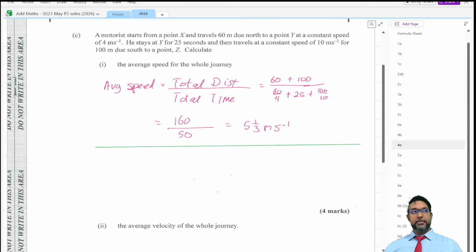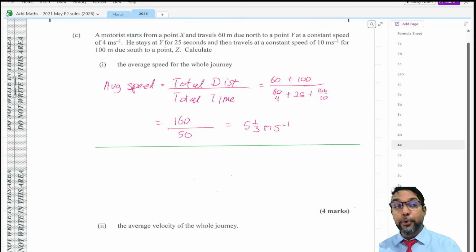Alright, so average velocity. Velocity and speed are not the same, right? Velocity is speed in a given direction. So for example, if north is positive, traveling south would be negative.